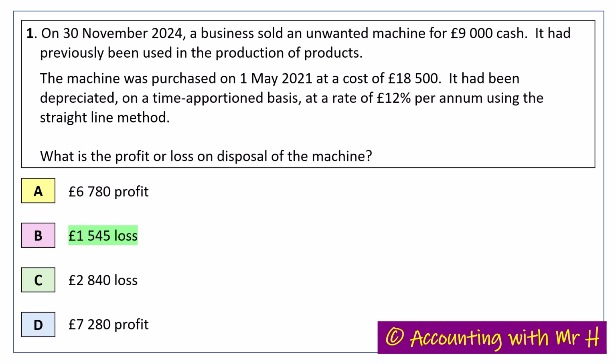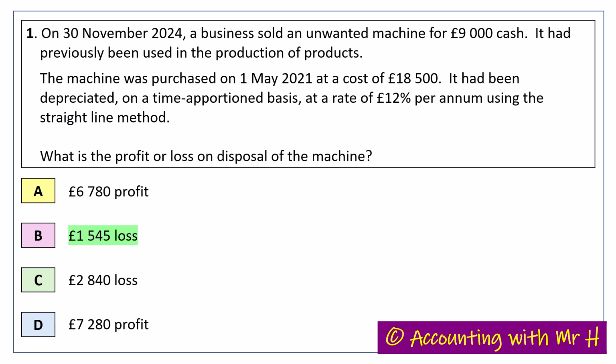But 12% per annum. So the machine cost £18,500. So 12% of 18,500 is £2,220. If I divide that by 12, that will give me a monthly rate of depreciation, and then I just need to consider how many months they've owned it for. Well, they bought it on the 1st of May 2021, and then they owned it for the rest of 2021, so that will be a total of 8 months. They owned it for all of 2022 and all of 2023, so that's another 24 months.